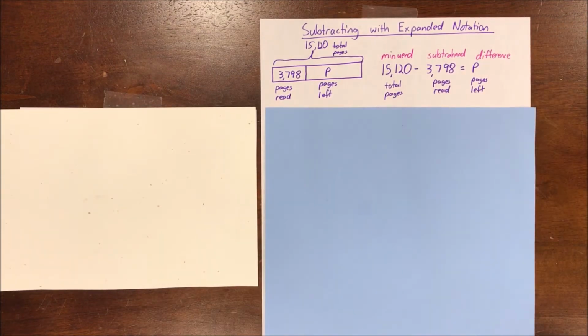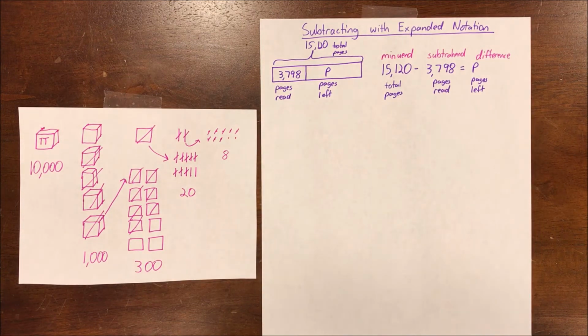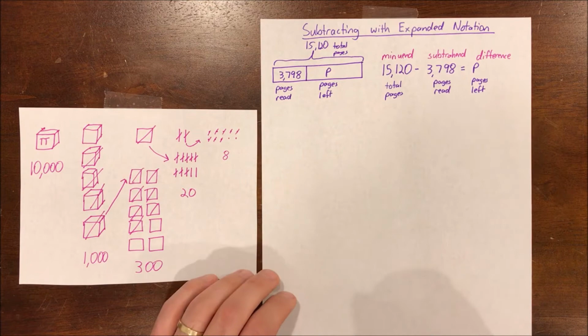Okay, great. So some of you might have started using a drawing of place value blocks. If you did that, your drawing probably looks something like this. We're going to use that to help us to understand the place where we're focusing our time today, which is expanded notation. Now, just like expanded notation for addition, we need to write our numbers in expanded form and make sure to line up our place values.